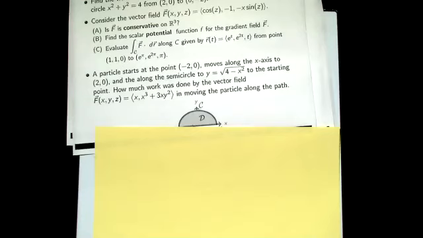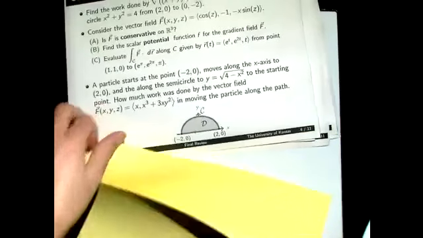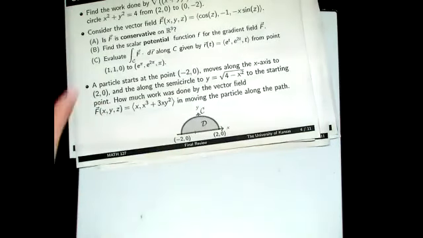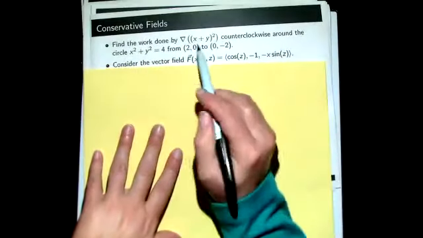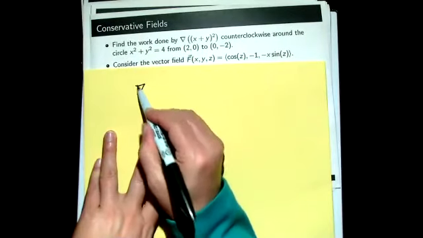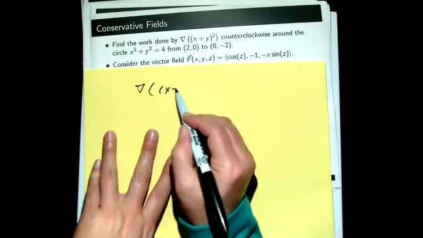Negative field is when there is a scalar potential, right? So now look at this one. It tells you to find the work done by this vector field. The vector field is this.